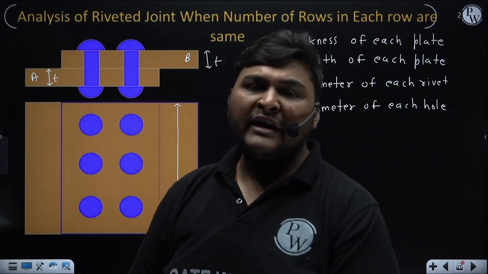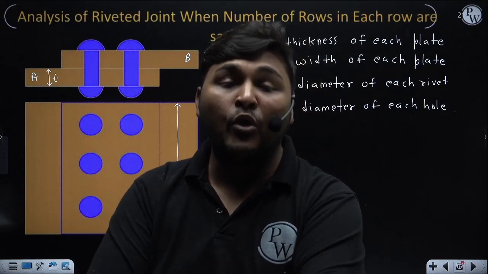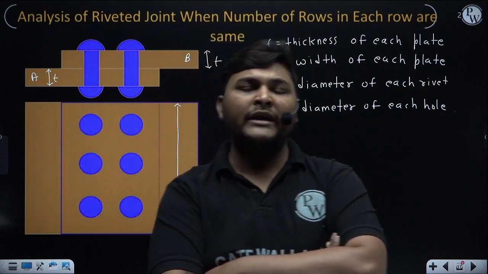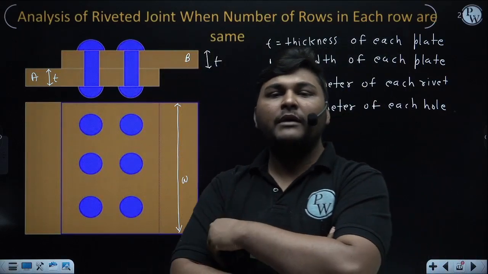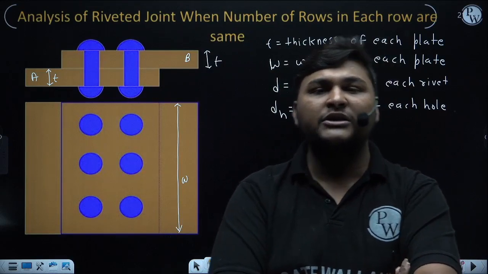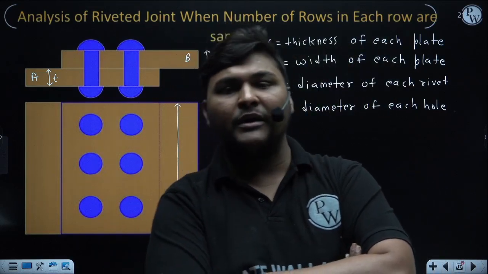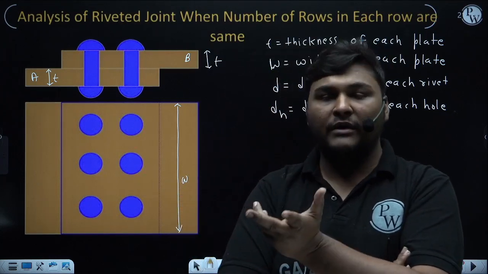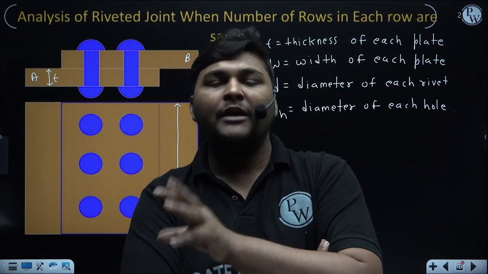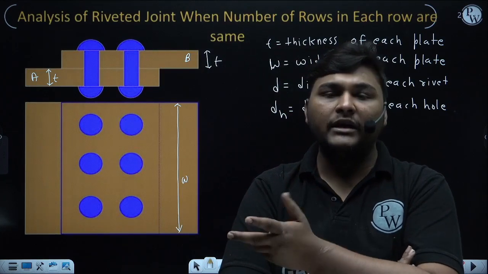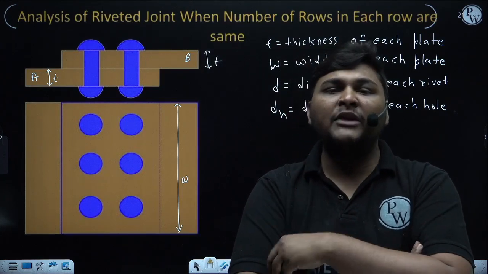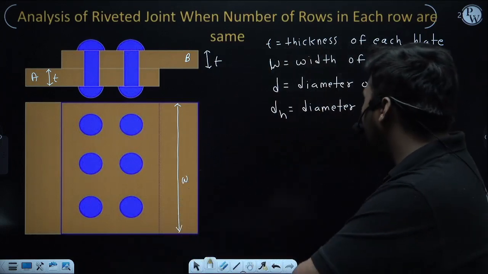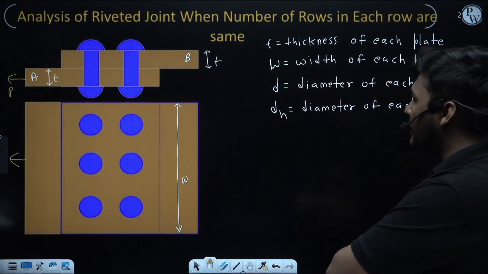Diameter of each hole will be slightly more than diameter of rivet. Now, in the exam, if diameter of rivet and diameter of rivet hole both are given, then no problem. But suppose diameter of rivet is given, but diameter of rivet hole is not given. Then we will assume that diameter of rivet hole is nearly equal to diameter of rivet. So we will take dh same as d. Actually dh will be slightly more than d, but if dh is not given, then we will take dh equal to d.